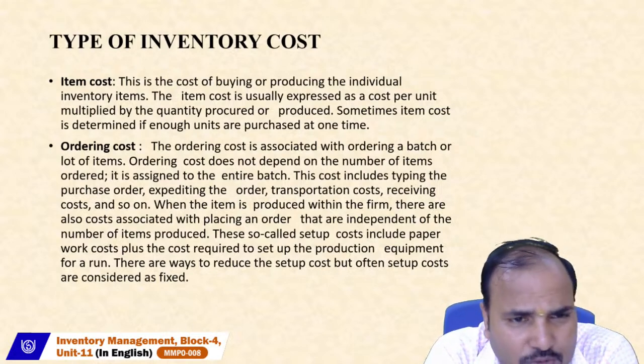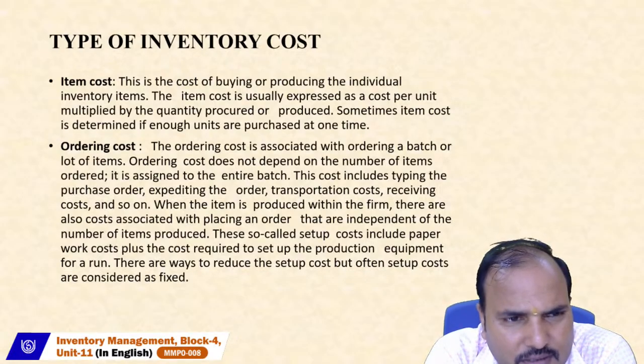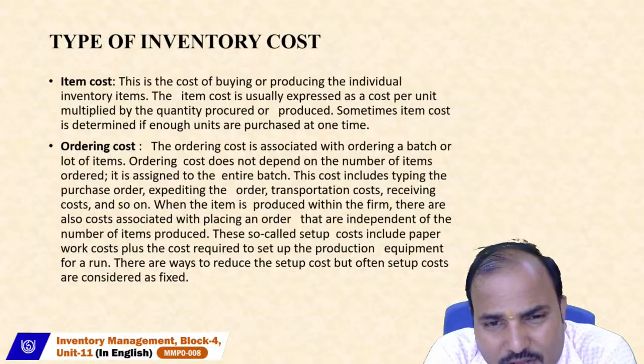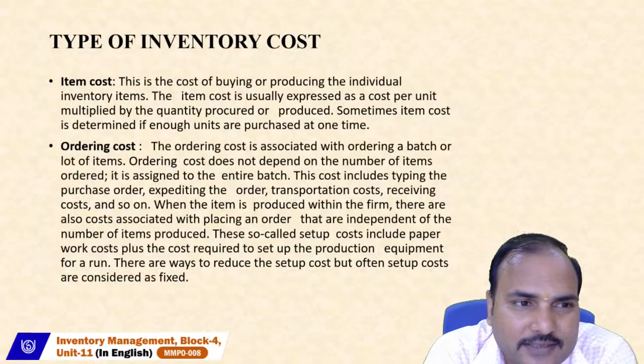It is actually expressed as a cost per unit and multiplied by the quantity procured or produced. Then the ordering cost, we can say, is associated with ordering a batch or a lot of items. And ordering cost does not depend on the number of items ordered. It is assigned to the entire batch.